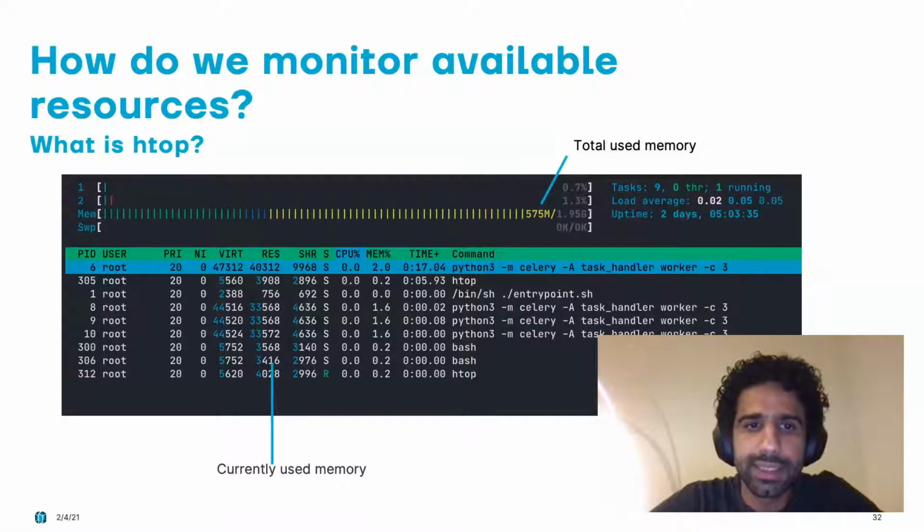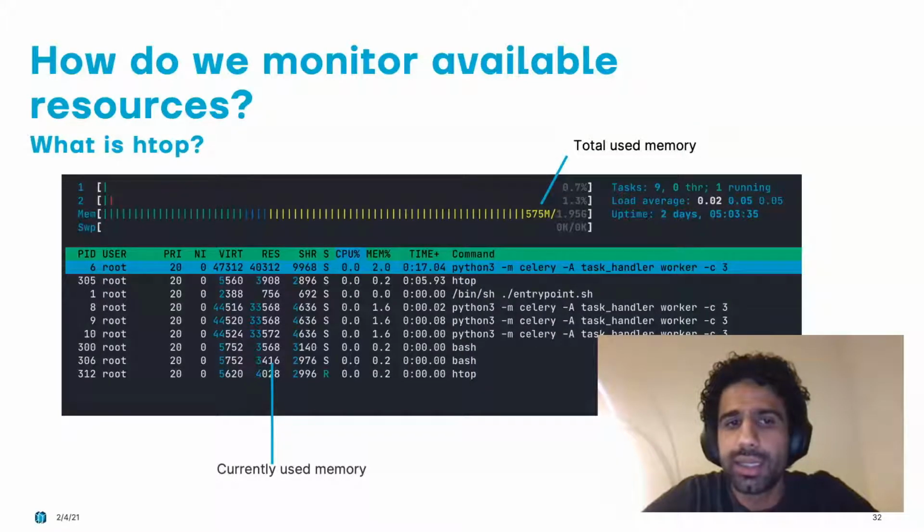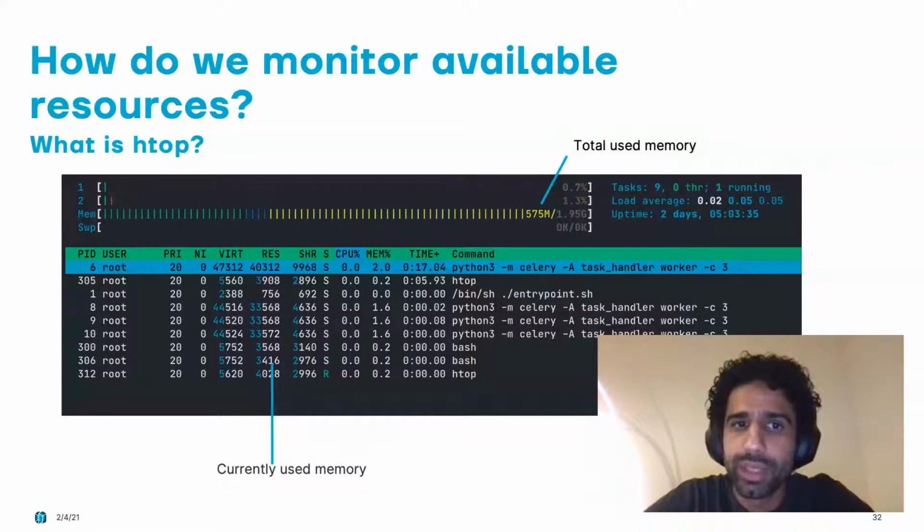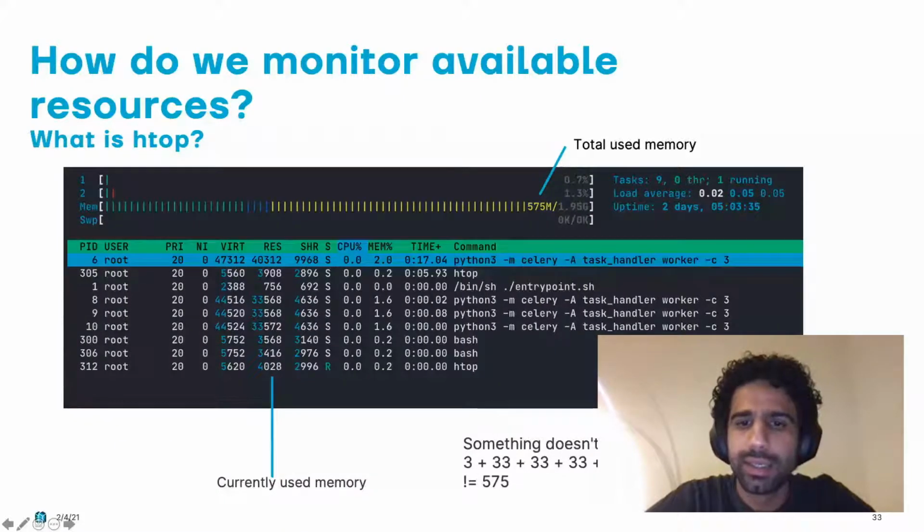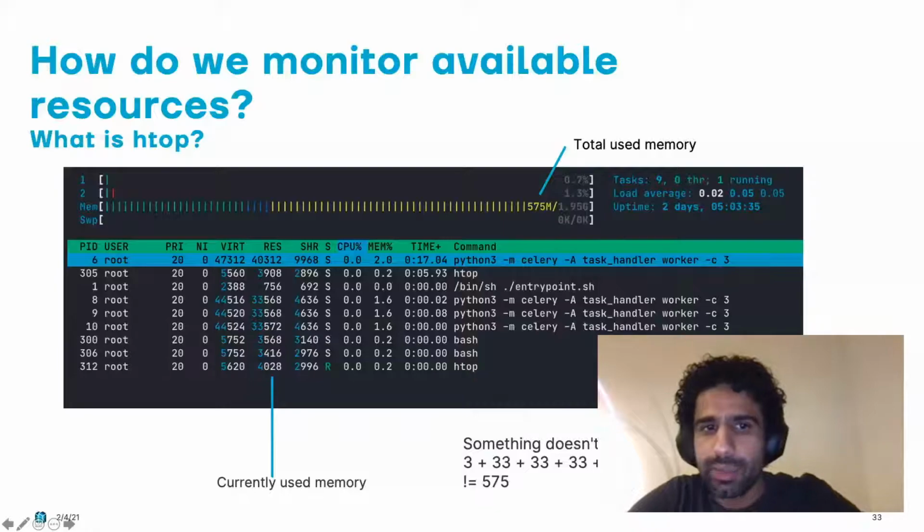So for example, this 33568 is 33 kilobytes. So if I sum up these numbers, this doesn't get anywhere close to 575 megabytes. So there's obviously something wrong here. Let's go to the next slide. Yeah, so this doesn't add up.